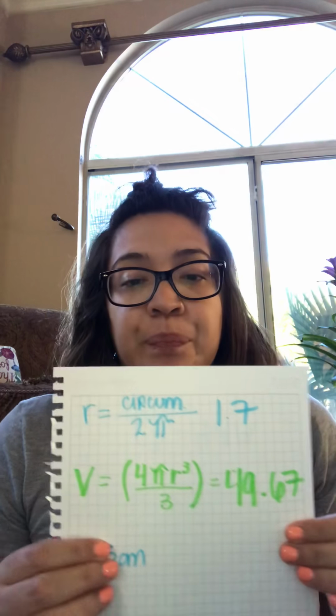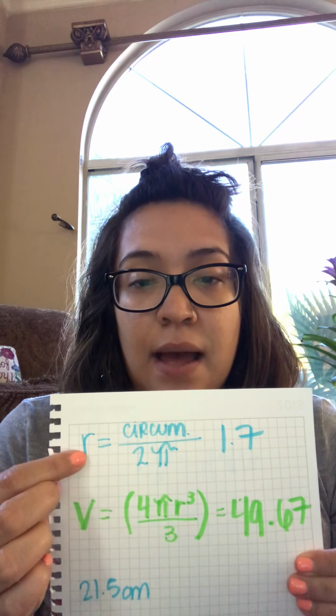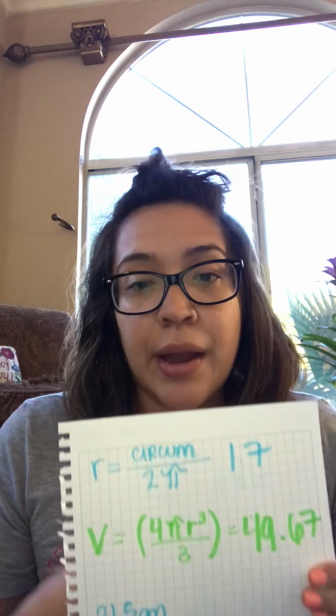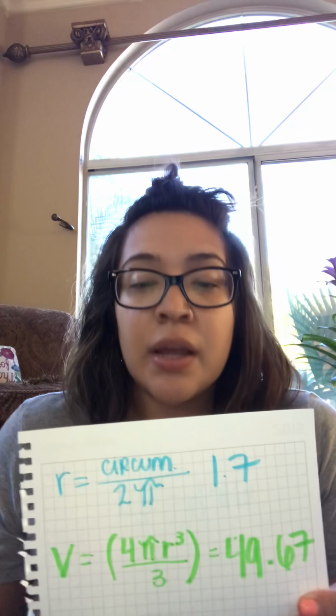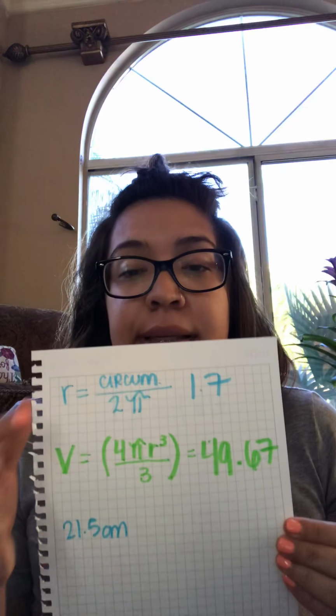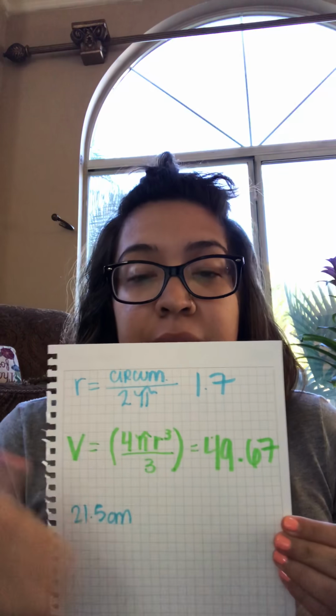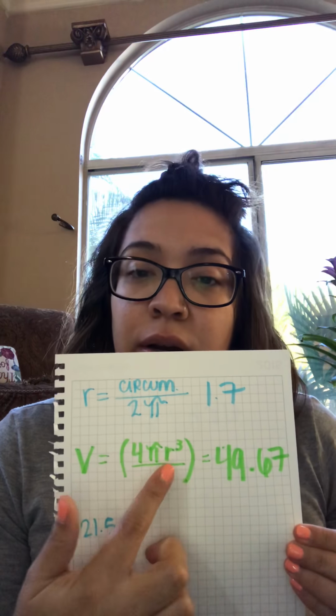So we're going to take that number and plug it into a radius equation to find out our radius. So the radius is equal to circumference divided by pi times 2. So I'm going to take the 21.5 and plug it in to the calculator here, and the number I actually got was 1.7. I'm going to now take the 1.7 and plug it into the radius here.